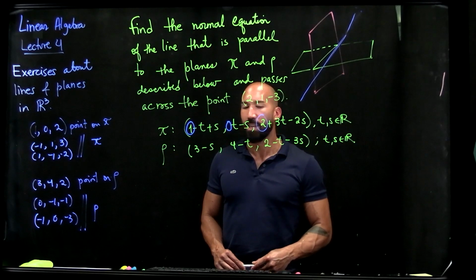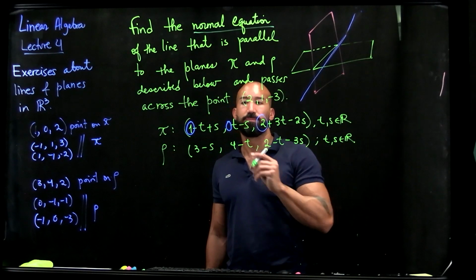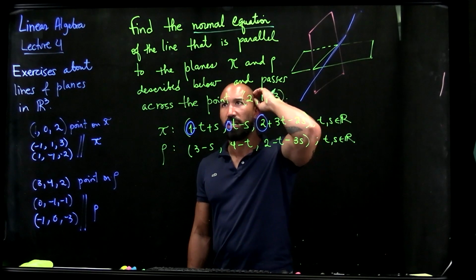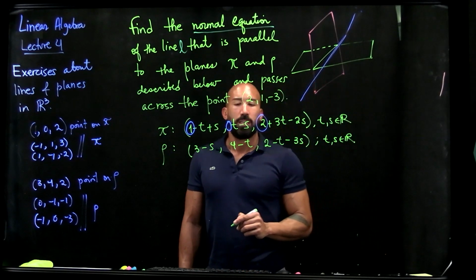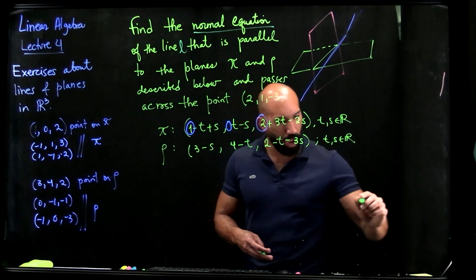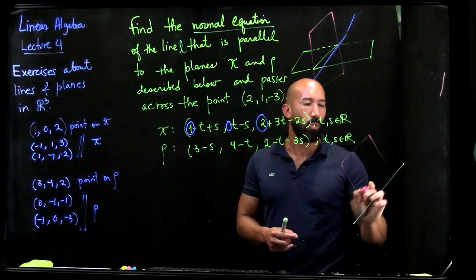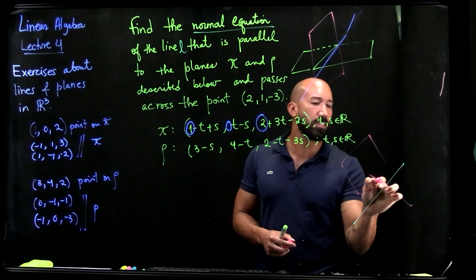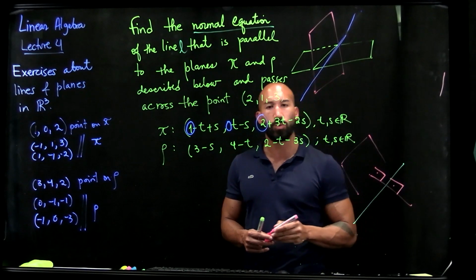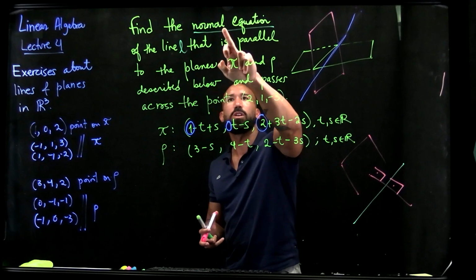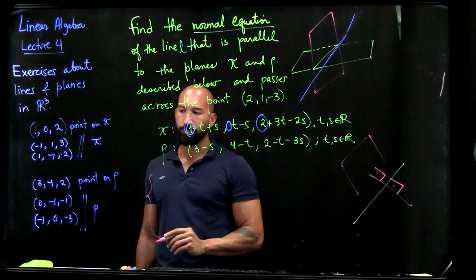Okay. And notice the following. We want a normal equation for that line. Let me call that line L. So since L is parallel to rho, what happens with any vector that is perpendicular to rho? That vector is going to be also perpendicular to the line. And since we want a normal equation for that line, what we need is the following.